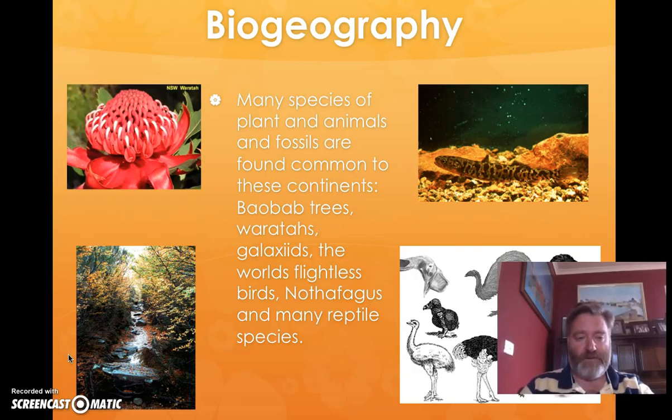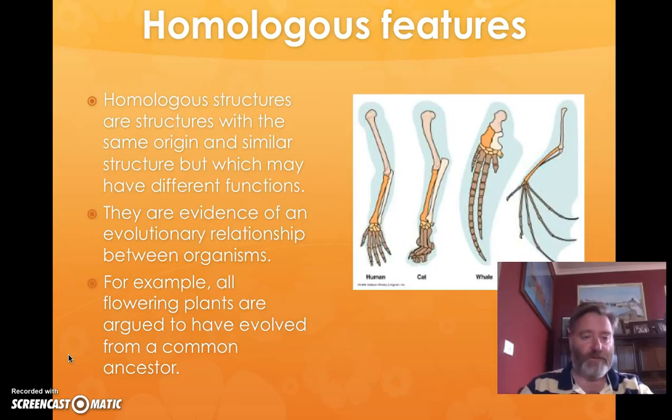So things like the Waratah, the Galaxid, the little fish on the right-hand side, all these flightless birds, and on the left-hand side, the bottom is a lovely Nothofagus forest, which is a plant we find in southern Victoria, Tasmania, and the fossil beds of Antarctica. All these trees and animals are common across the Gondwanan continents, or at least trapped in their fossils.